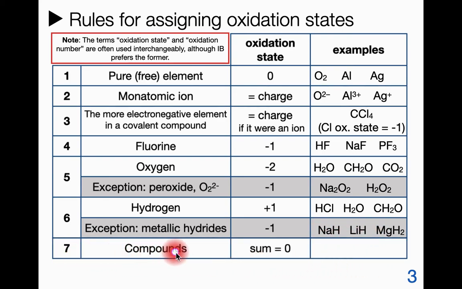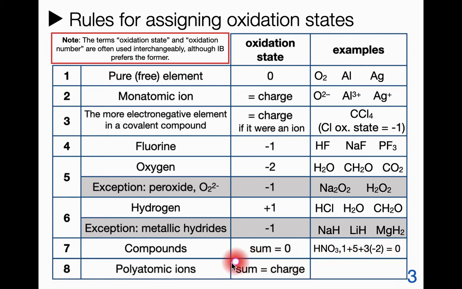For compounds, the sum of the oxidation states of a compound will equal 0. So if we were to look at this compound, add together all the oxidation states, they would equal 0. And for polyatomic ions, the sum of the oxidation states will equal the charge. So for the sulfite ion here, we add together all the oxidation states, it'll equal the charge on the ion. Okay, so these are the 8 rules.